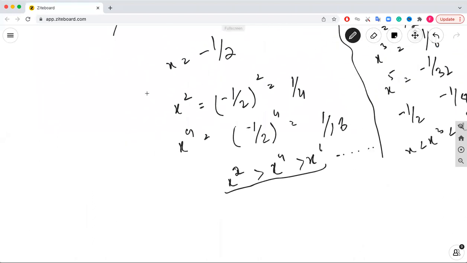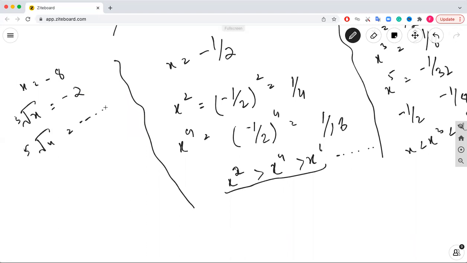Now, one more thing: as I said earlier, we can never take even roots of a negative number, but we can take odd roots of a negative number. Let's suppose we have x is -8. If we take the cube root of this, the result will be -2. And if we take the fifth root, the result will be a bit less in magnitude, but overall greater, right? So x is less than cube root of x, is less than fifth root of x, and so on.